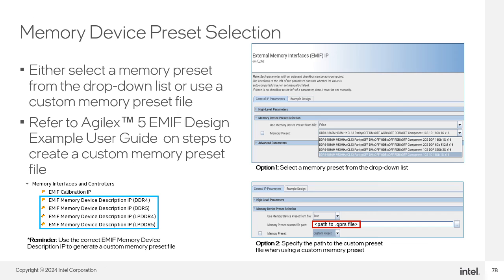You can generate a custom memory preset file using the EMIF memory device description IP. Refer to the design example user guide for examples on how to create a custom memory preset file. Each protocol has its own memory device description IP. Remember to use the correct IP to generate the custom memory preset file for a given protocol.